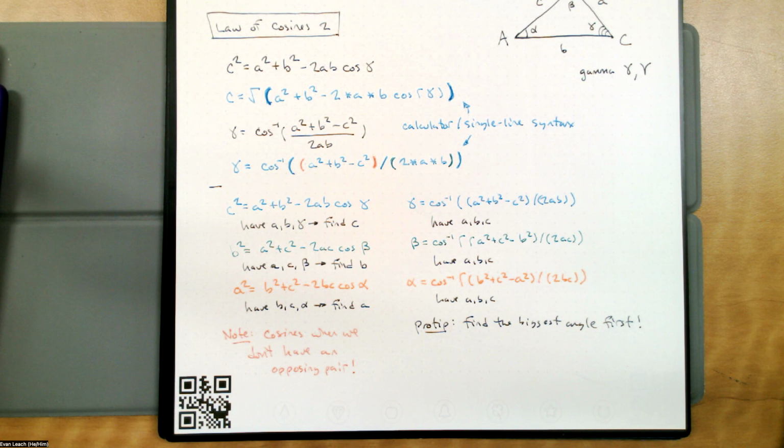How's everybody? Okay? What law do we use if we do have an opposing pair? I haven't even told you what it is, but you're all thinking it. I've read your minds. You're thinking, is it law of sines? It's law of sines. Law of sines is what we use if we have an opposing pair.